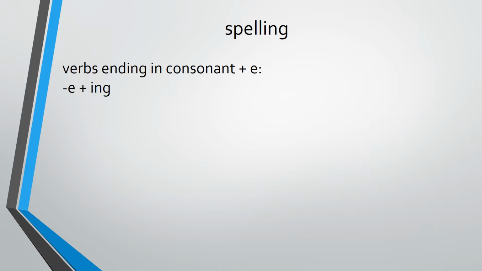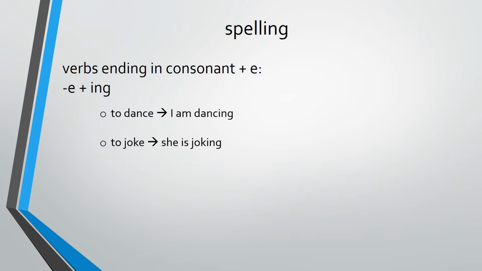However, you need to keep some rules in mind when you do the spelling of the present continuous, because there are several verbs who need a little bit of extra attention. For example, the verbs that end in a consonant plus e. What do we do then? We take away the e and we add ing. So for example, to dance would become I am dancing, but we left the e out.